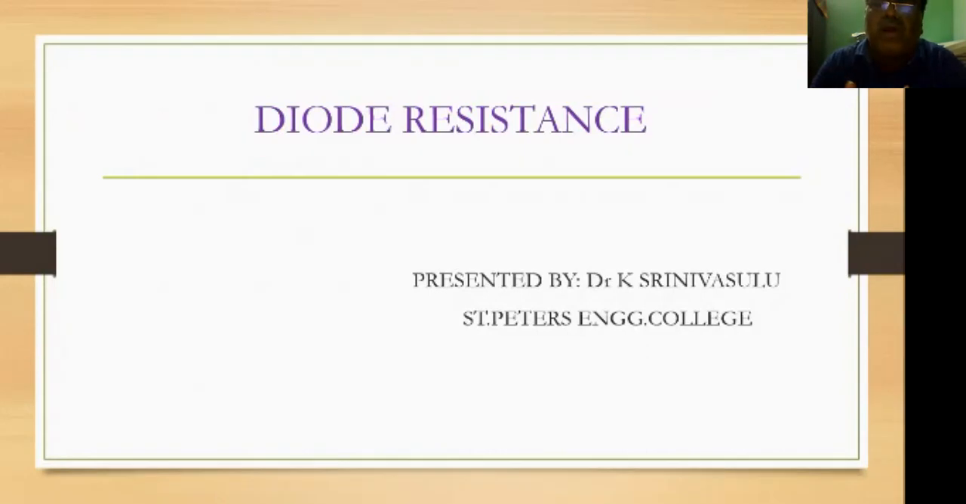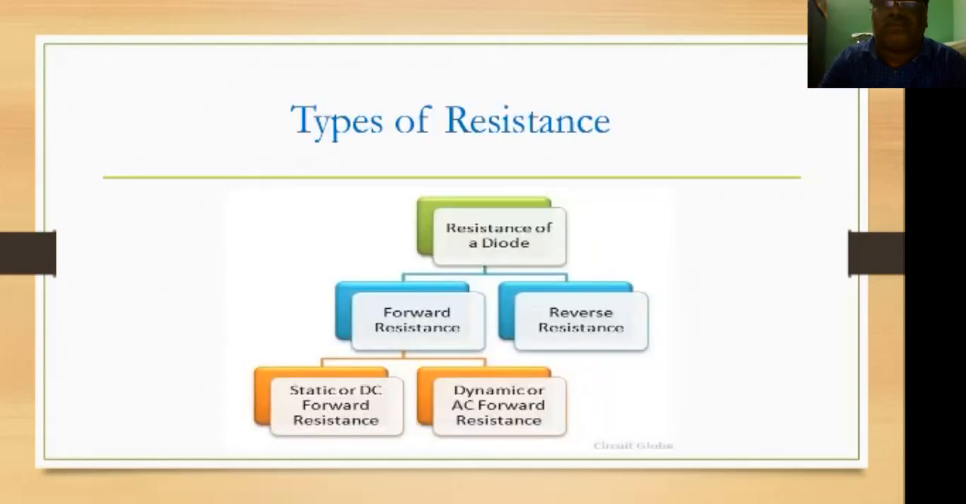Another important point: how many types of resistance are there in a PN junction diode? See now, the types of resistance. The resistance of a diode is classified into two types: forward resistance and reverse resistance.